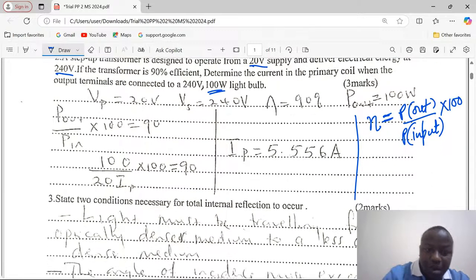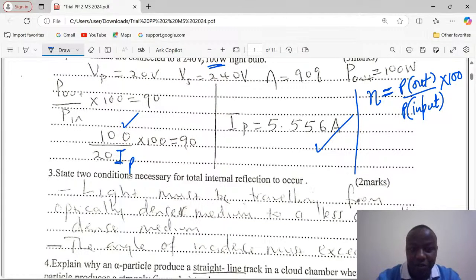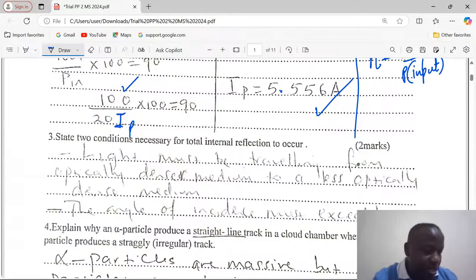So according to the formula, we take 100 watts, the power output, over power input, which is 20 by the unknown current, that's why we are calling it I_P. When we express it as a percentage, times 100, we're supposed to get 90%. So mathematically, when you simplify that, you're supposed to get a current of 5.556 amperes.